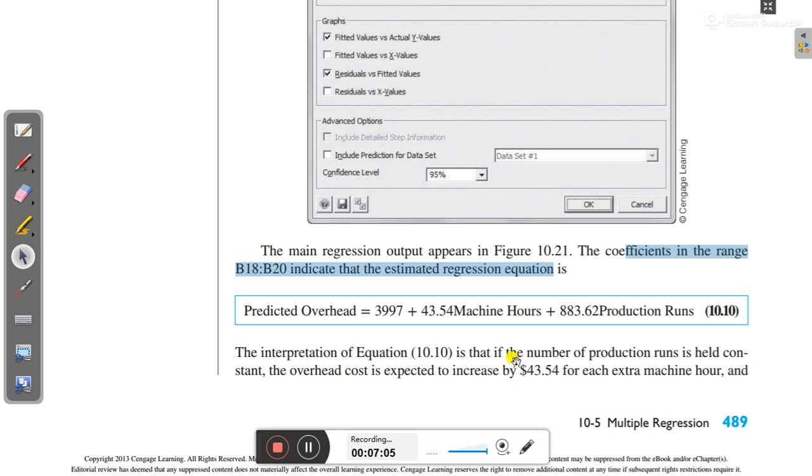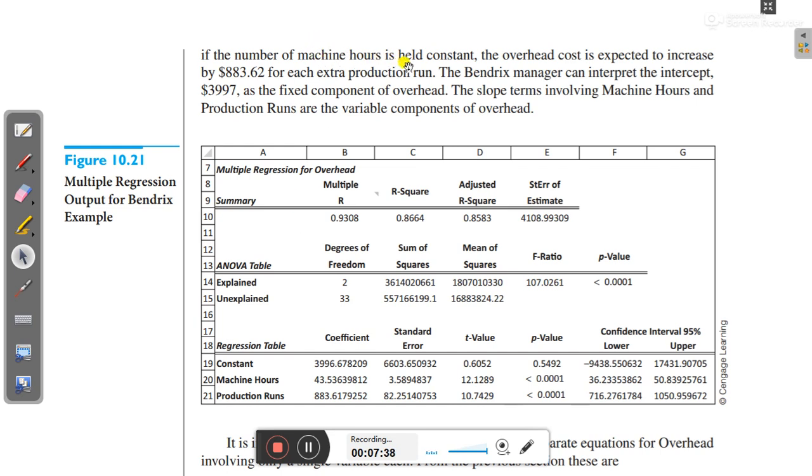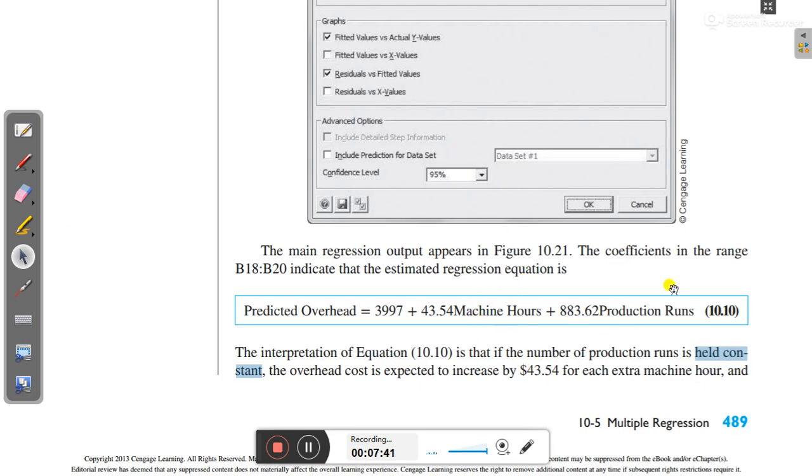So if the number of production runs is held constant, the overhead cost is expected to increase by $43.54 for each extra machine hour. Held constant, then every unit of increase in machine hours will increase the predicted overhead by $43.54. And if the number of machine hours is held constant, then increasing the production runs will increase the predicted overhead by 83.62.